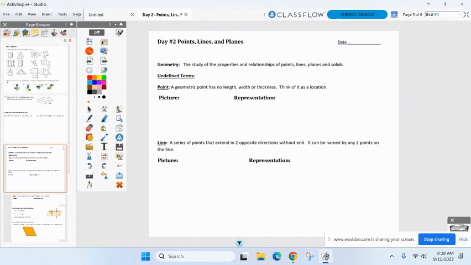And here we go. We're going to start off with the first vocabulary term, which is called a point. A point. Some of you have probably heard that before. Here's a dot. Here's a picture of a point. Literally, it is a dot. There you go. There's a point.